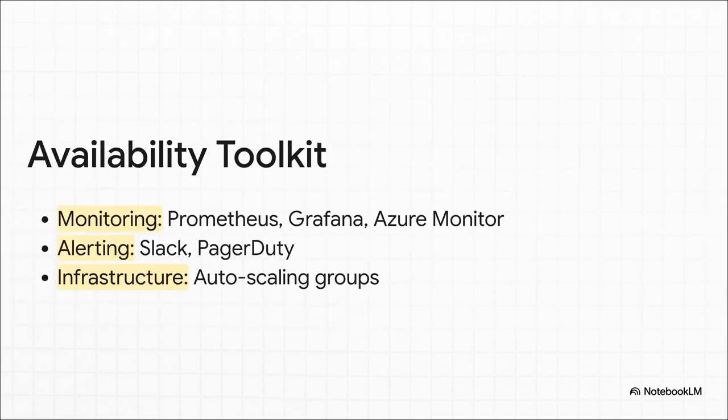So what's in your toolkit for this? Well, it's a pretty standard set of gear. You'd be using monitoring platforms like Grafana or Azure Monitor to watch your systems, alerting tools like Slack or PagerDuty to get pinged the second something looks wrong, and infrastructure solutions like autoscaling to build that resilience right in from the start.